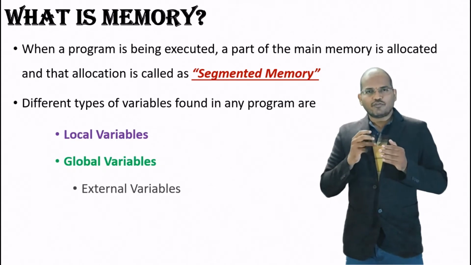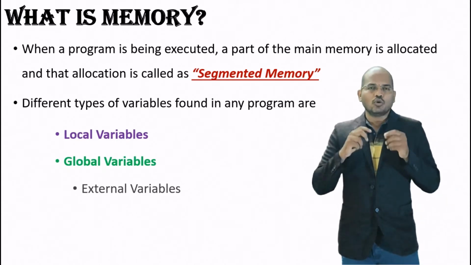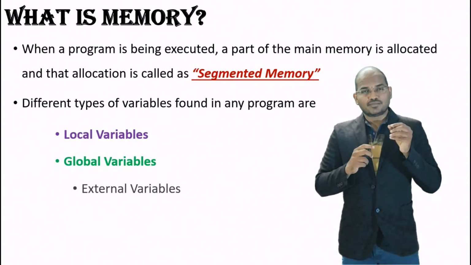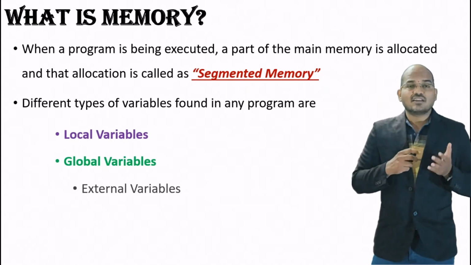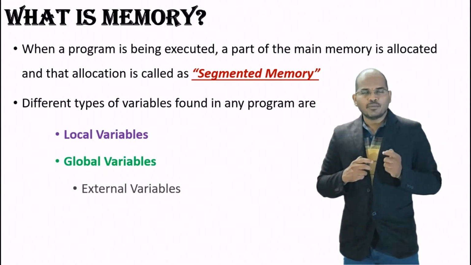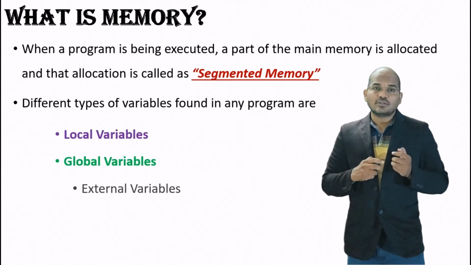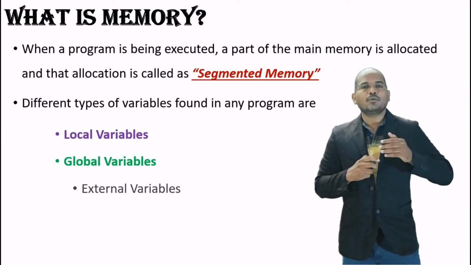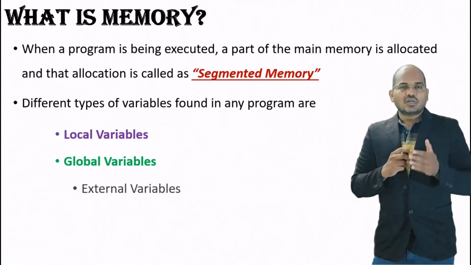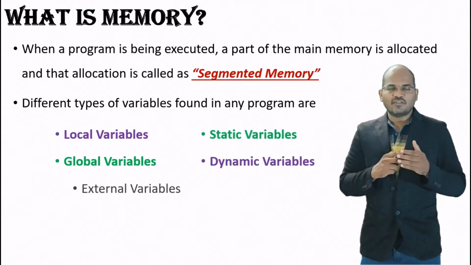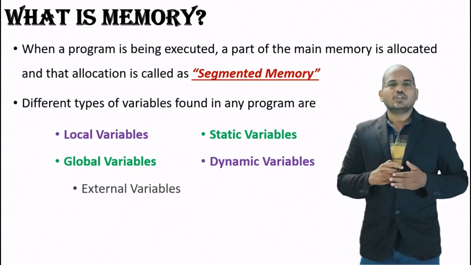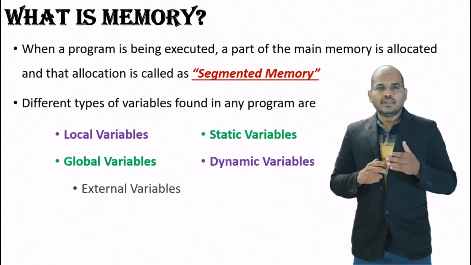As a part of global variables, when you want to share a global variable with other programs or files, we make them external, so we call them external variables. So we speak about local variables, global variables, and also external variables. Apart from these three, we also speak about static variables and dynamic variables. What are static variables? What are dynamic variables? We shall see them in a second. So let's begin with the concept of segmented memory in detail.